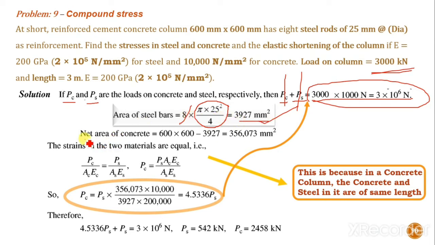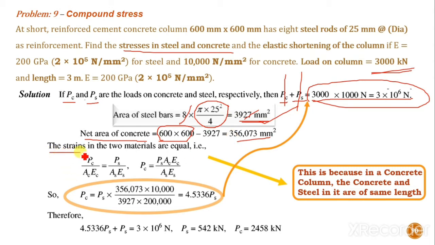Now the area of concrete is 600 into 600 minus the area of the steel. 600 into 600 is the column cross sectional area, but the column cross sectional area is nothing but the sum of concrete area and steel area. So take the steel area from the column and you get the concrete cross sectional area. Why are we calculating these areas here? In order to calculate the loads and the stresses which you need to find out, these areas are very much required.